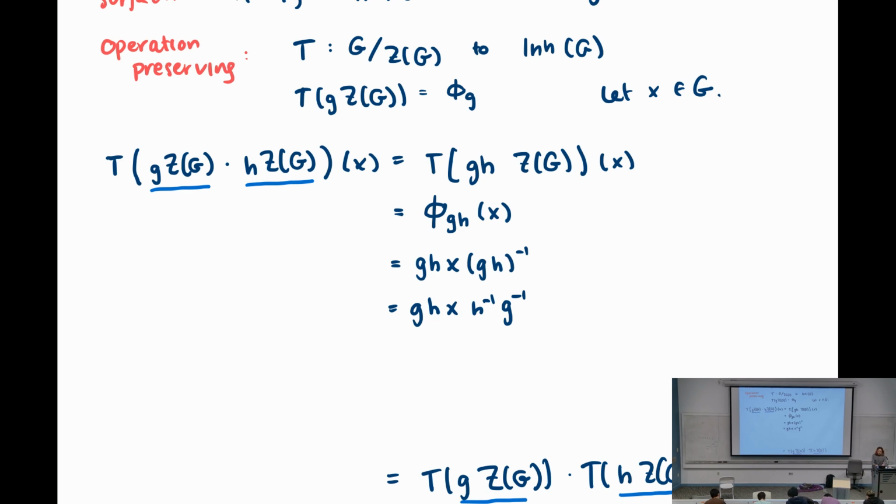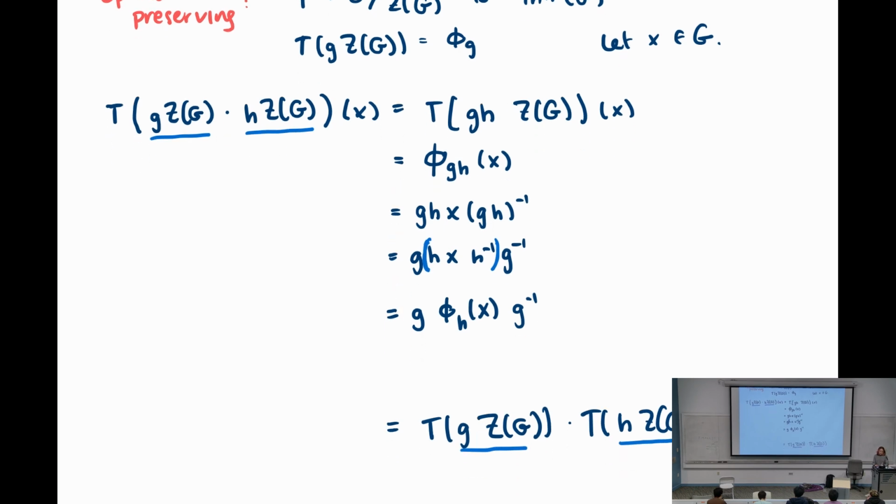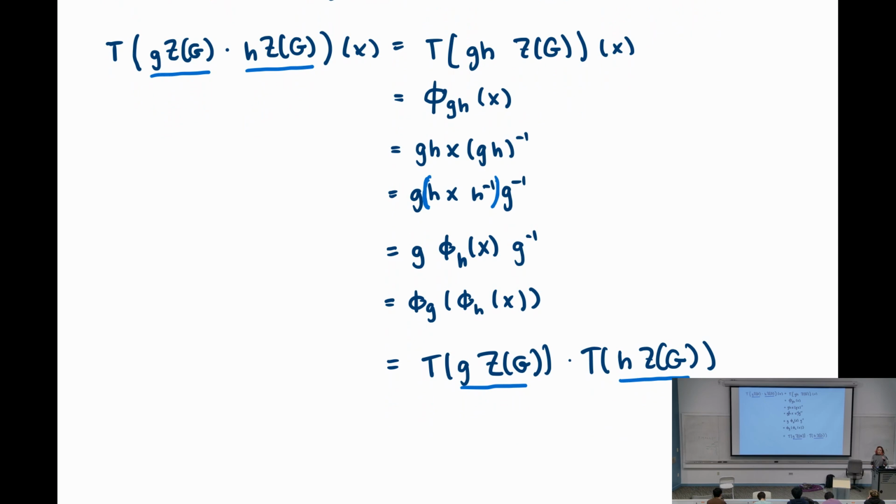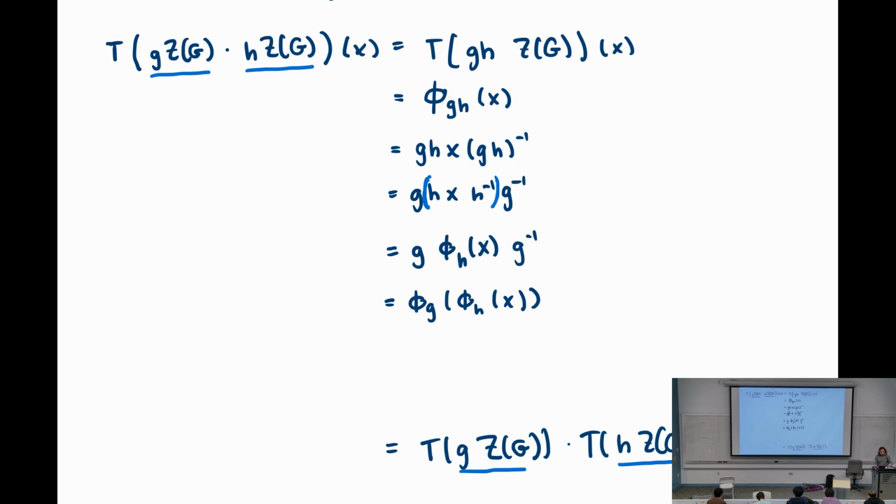Okay, so now I'm just going to look first at this inner portion. So this is g phi_h(x) g inverse. Okay, and then what is this? This is applying phi_g to phi_h of x. So really we're just unpacking the definition and notations here. There are a lot of layers, so it could get confusing, but I think just going step by step, you won't make any mistakes or mess anything up.